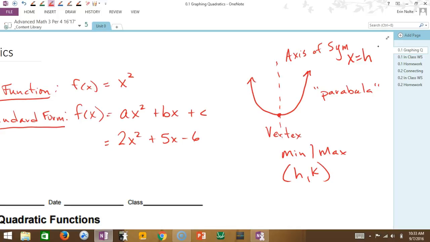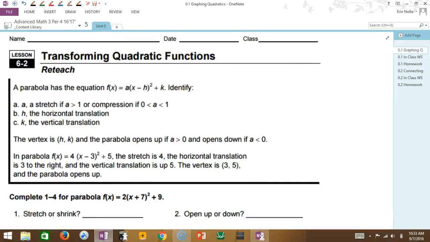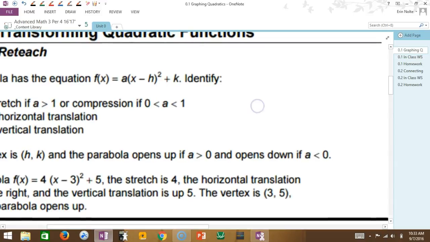Okay, so those were important pieces to know about. Okay, so we're going to start graphing. And the first form that we're going to use is this form that they wrote right here. Does anybody know what this form is called?